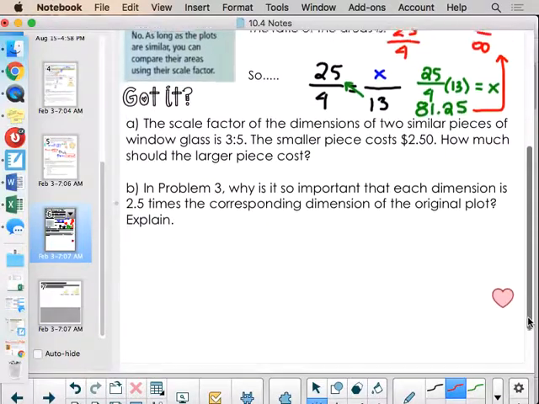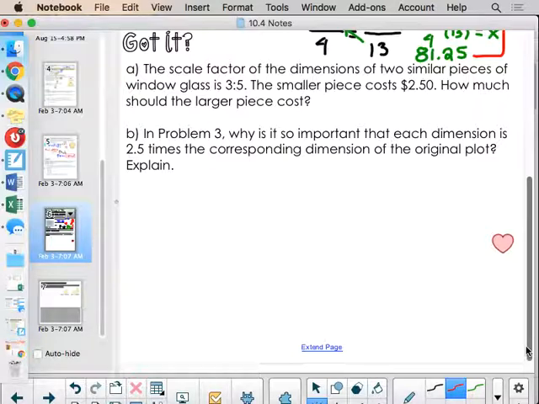All right, it is now your turn. Here is your got it question. You have 2 parts.